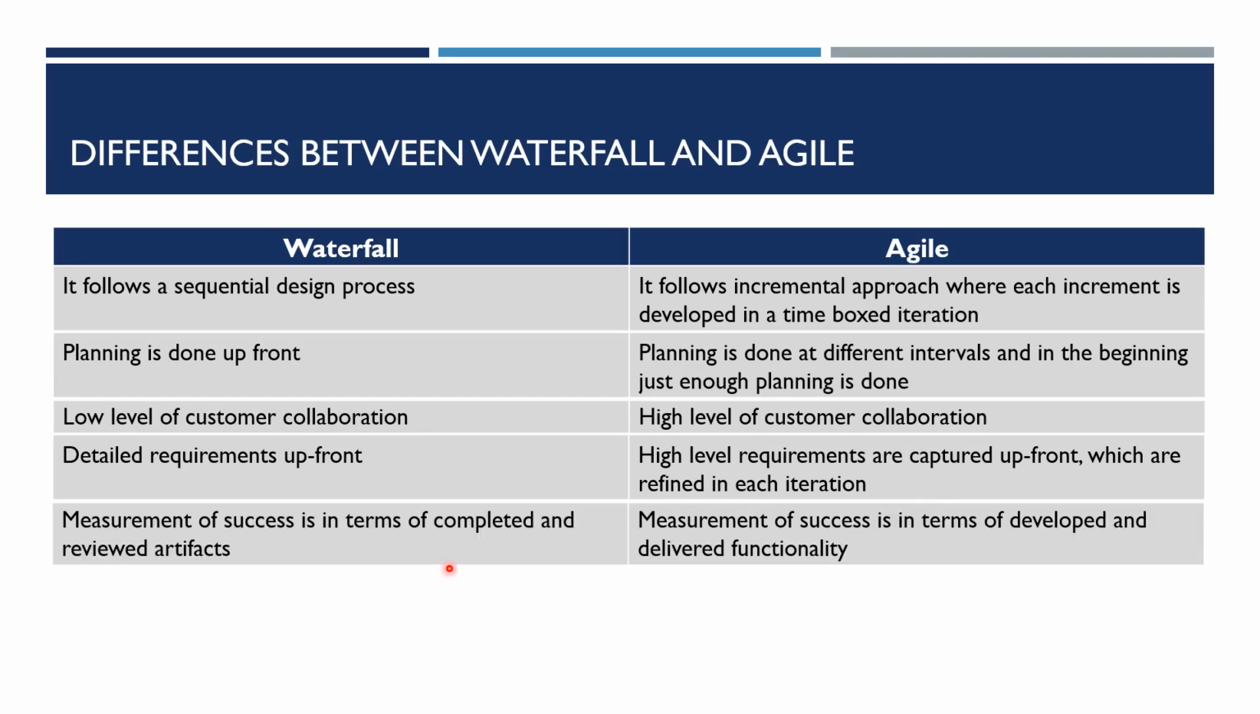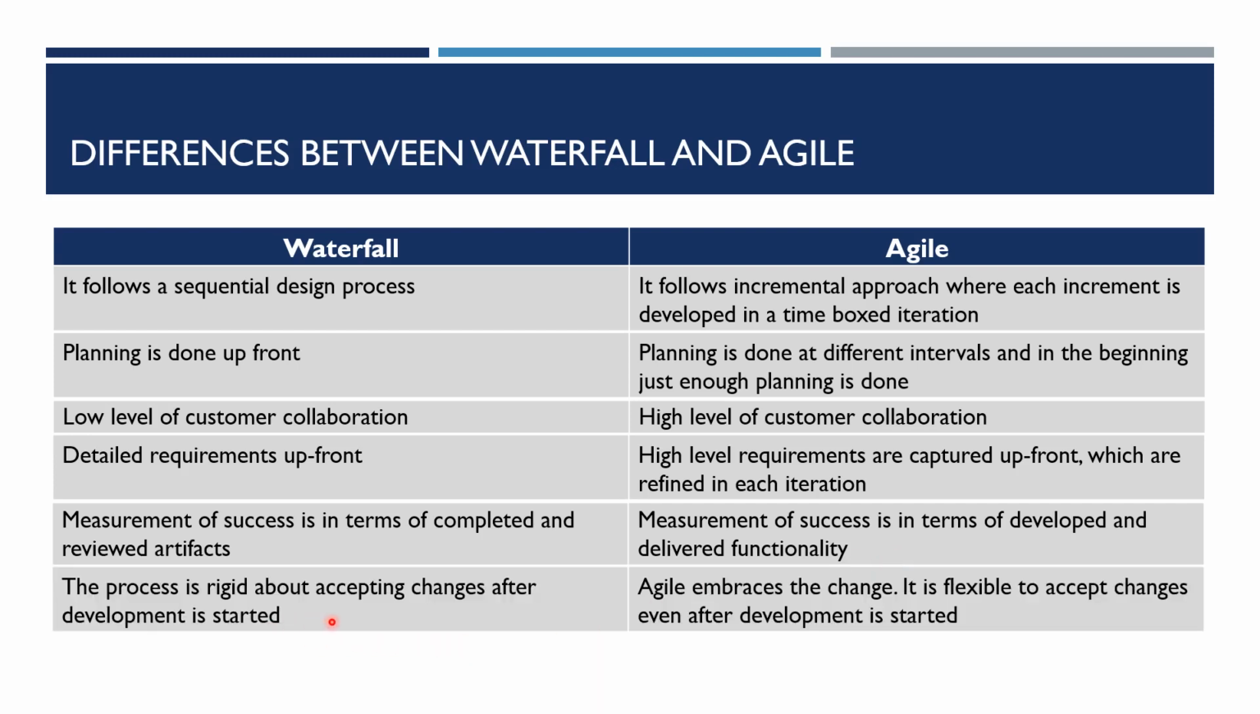Measurement of success is in terms of completed and reviewed artifacts. Here in waterfall, how many artifacts are done, which phase is done, which milestone is achieved. That's the measurement criteria of success in waterfall. Whereas in Agile, the measurement of success is in terms of developed and delivered functionality. What is really built, tested, and delivered finally to the customer is the measurement of success.